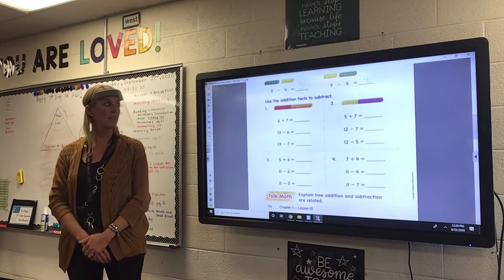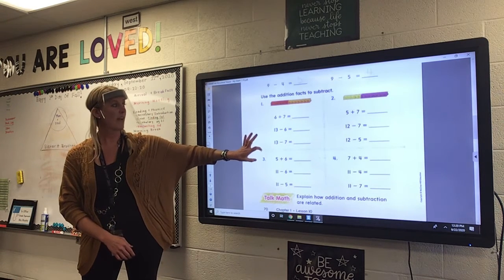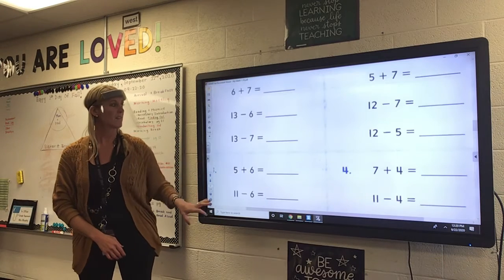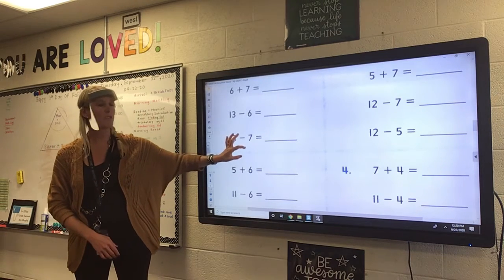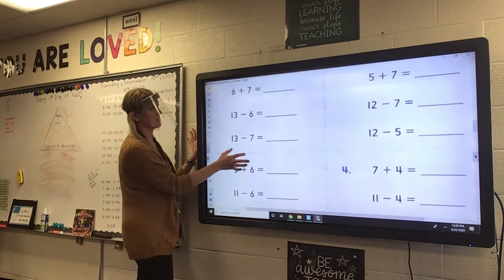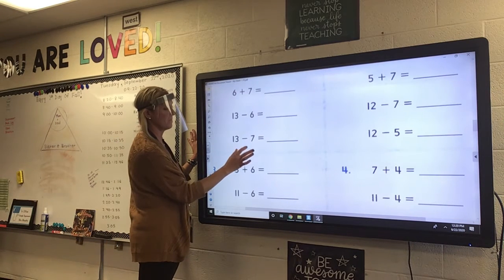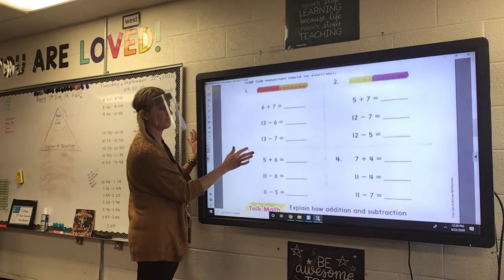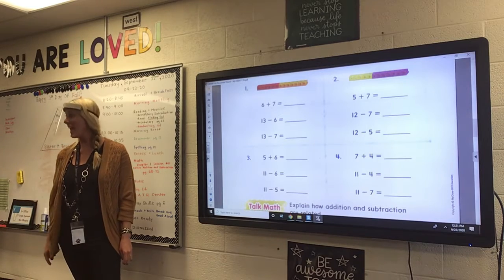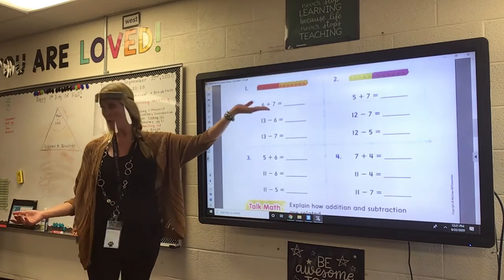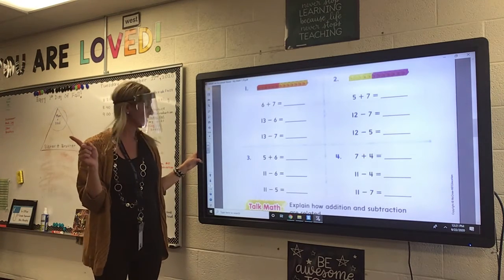Now, on this one, number 1, we are going to use our addition facts to subtract. So, guys, what is 6 plus 7? What do you think that is, Addie? Well, basically, if 6 plus 6 is 12, then 6 plus 7 is 13. Good. Addie said, well, 6 plus 6 is 12, plus 1 more would be 13.